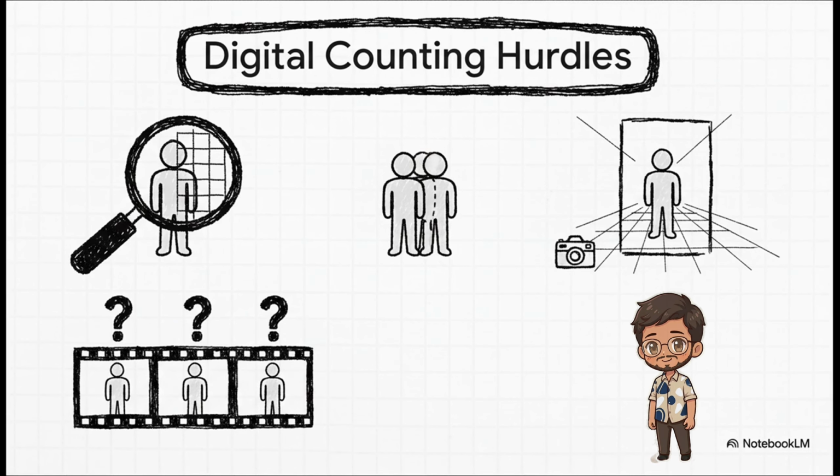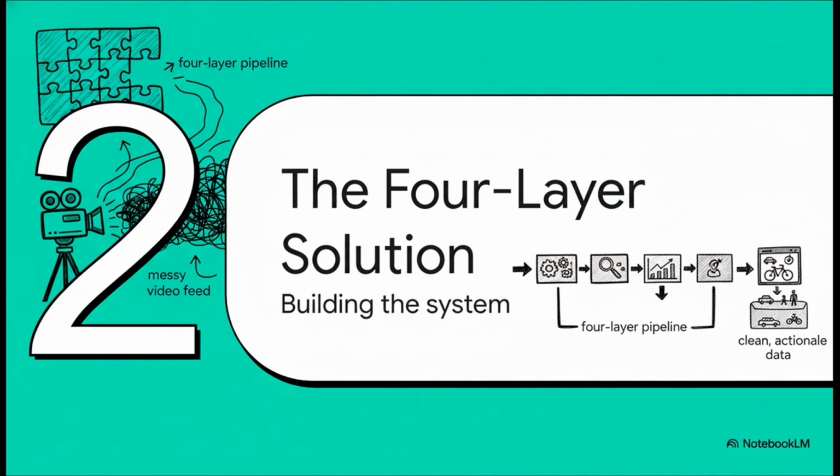Then you've got real-world chaos to deal with, like occlusion. That's when people walk behind each other and get blocked from view. Plus, the bounding boxes the AI draws are just simple rectangles, right? They're not the exact shape of the person. And don't even get me started on perspective. A camera angle can totally throw things off. On top of all that, a video is just a series of still pictures. There's no built-in memory. Without it, the system would just count the same person over and over 30 times a second.